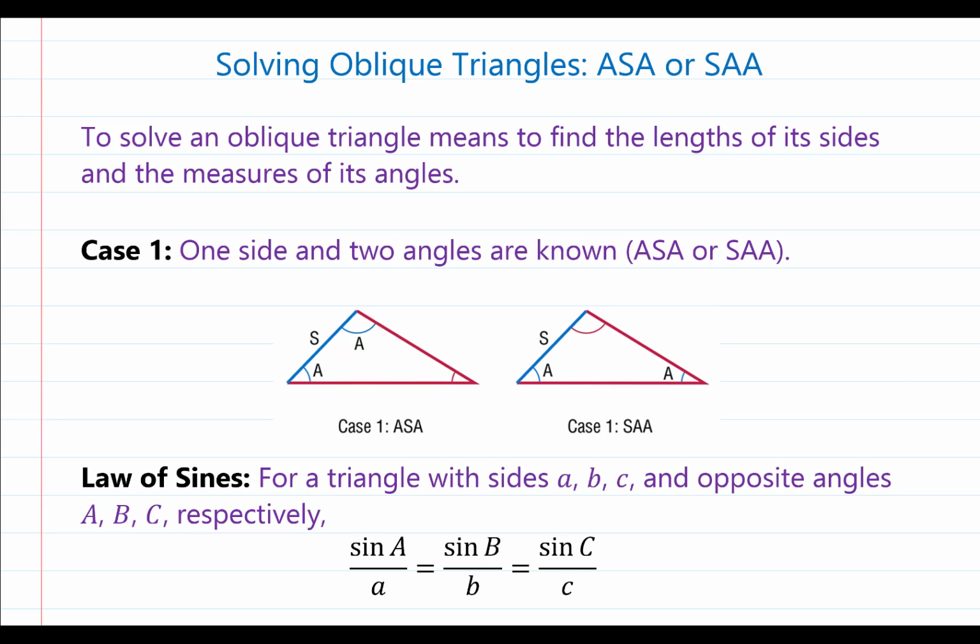We've got a diagram to illustrate the two different situations for case number one, where again we're given a side and two angles. To solve this triangle, to find the two unknown sides and the unknown angle, we need to use the law of sines. For a triangle with sides A, B, and C, and opposite angles A, B, and C respectively, the law of sines says sine of angle A over side A is equal to sine of angle B over side B, which is equal to sine of angle C over side C. So what you'll do is set up a proportion and solve for an unknown.